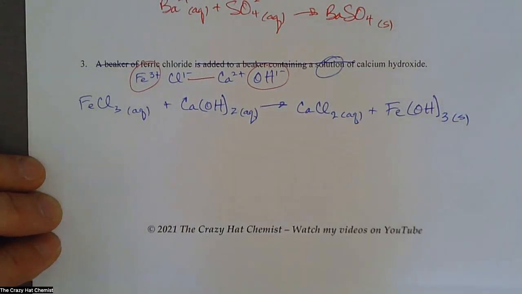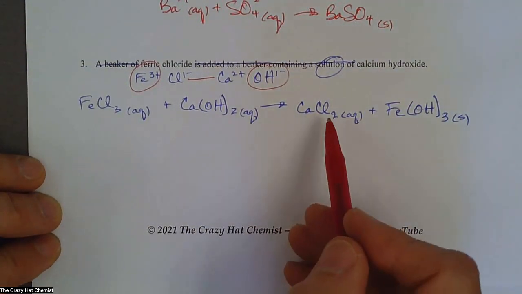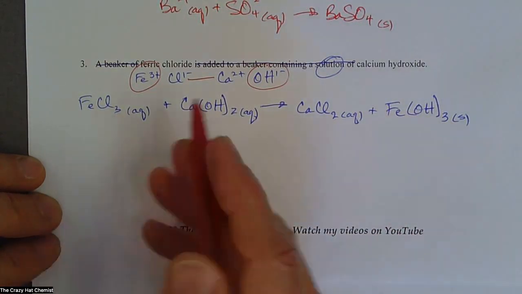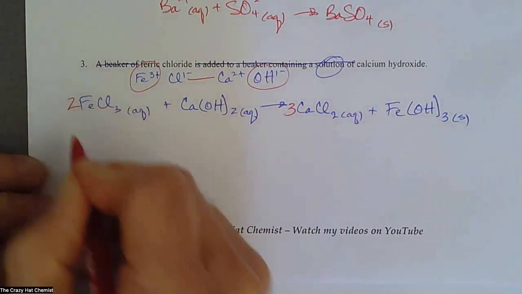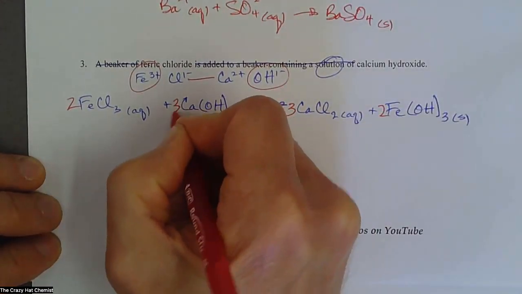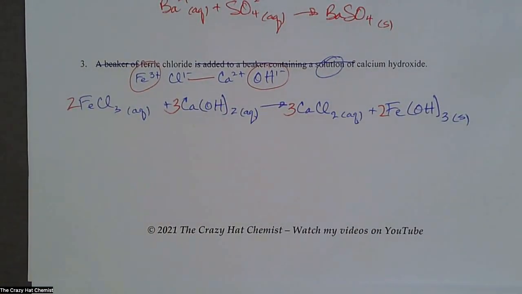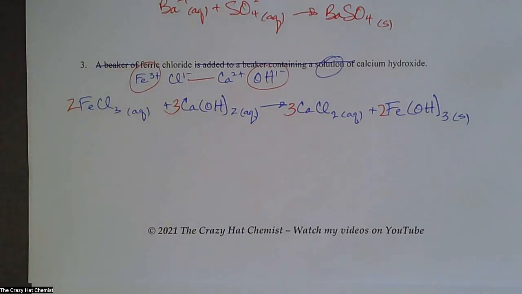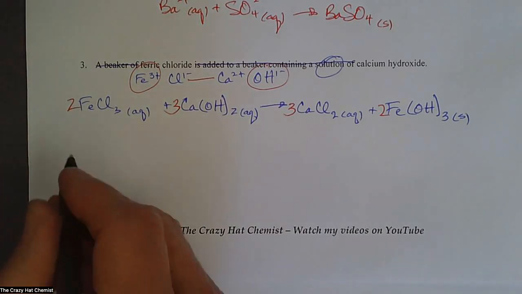Now what we need to do is balance this beast. We got 2 chlorines and 3 chlorines, so we're going to put a 3 here and a 2 here and a 2 here and a 3 here, and then that will be balanced. This is going to be quite a bit of a mess. Remember, all the ones with the aqueous are going to be broken apart into their ions.